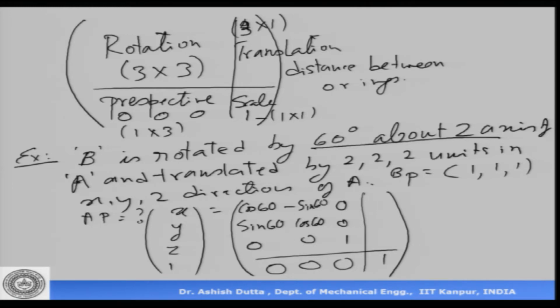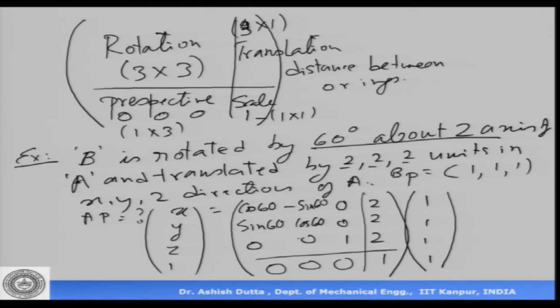This is 0 0 1. Now, the distance between the origins is given by 2 2 2 units. So, the origin distance is 2 2 2 units in the x, y and z directions. And what are the coordinates of the point P? It is given by 1 1 1 and 1.